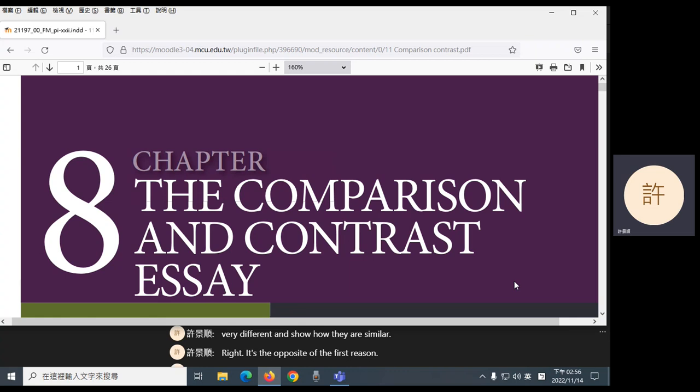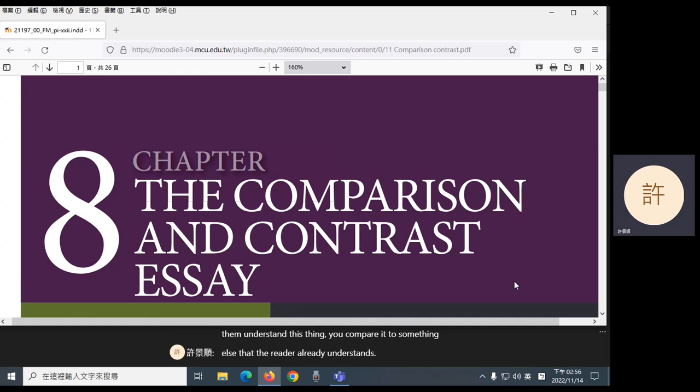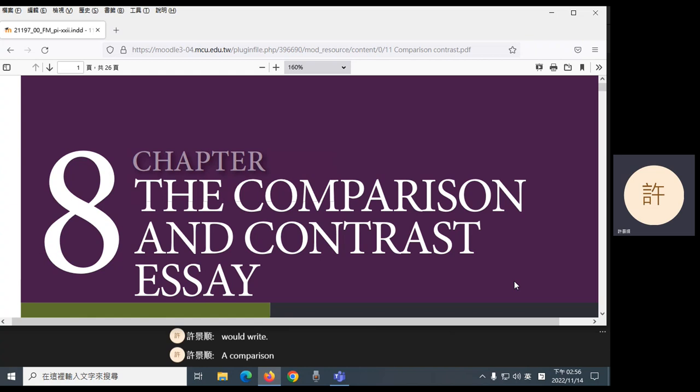Sometimes you want to write a comparison contrast essay to introduce something new by comparing it to something familiar. So you want to introduce something to the reader. To help them understand this thing, you compare it to something else that the reader already understands. So those are the three most common reasons why someone would write a comparison contrast essay.